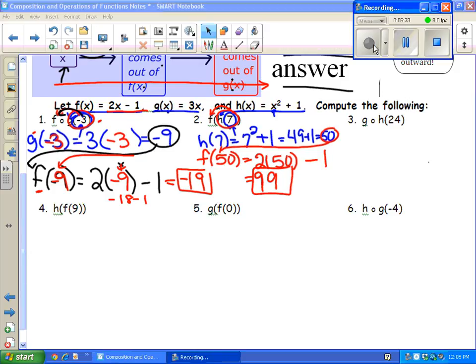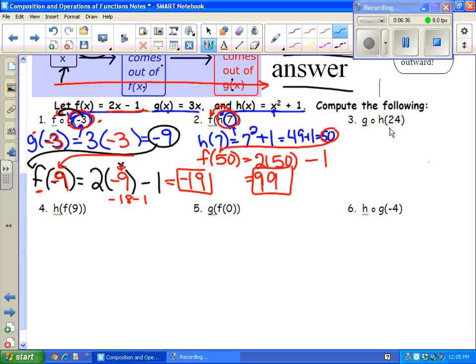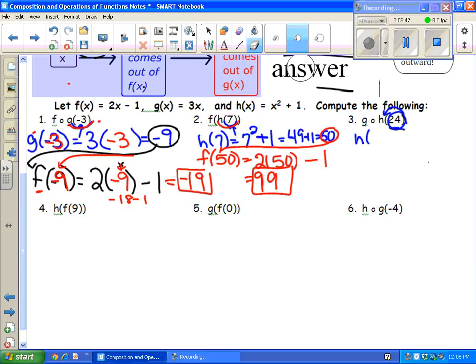All right, we're ready for number 3. Same thing, go to the end of the function, 24. 24 is going to go into H first. This is going to give me a pretty large one because H is x squared plus 1. I'm going to erase so that it's not quite so messy. All right, so I'm going to go to H and put 24 in there. H says x squared plus 1, so now it's going to be 24 squared plus 1. And I think if you do 24 squared plus 1, you get 577. It's a pretty large number.